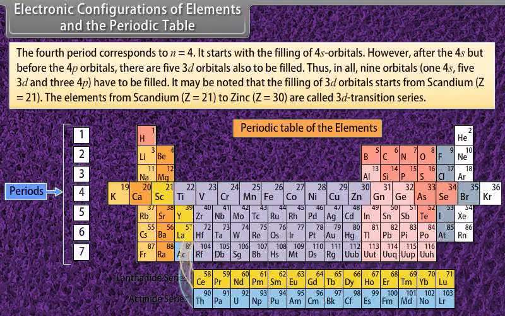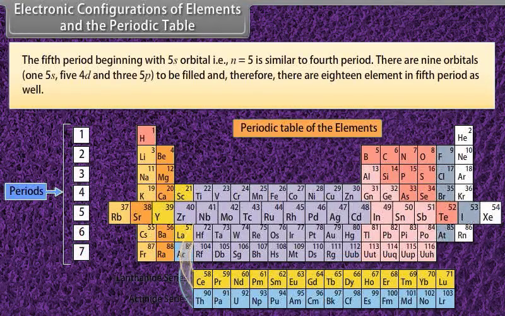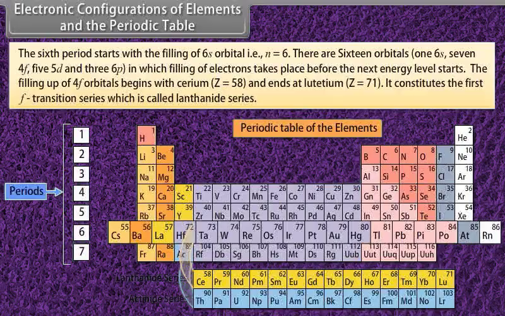The elements from scandium, atomic number = 21, to zinc, atomic number = 30, are called the 3d transition series. The fifth period, beginning with 5s orbital, that is, n = 5, is similar to the fourth period. There are 9 orbitals, one 5s, five 4d and three 5p to be filled, and therefore there are 18 elements in the fifth period as well. The sixth period starts with the filling of 6s orbital, that is, n = 6. There are 16 orbitals, one 6s, seven 4f, five 5d and three 6p, in which filling of electrons takes place before the next energy level starts.